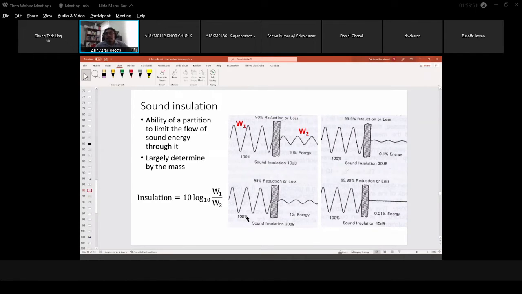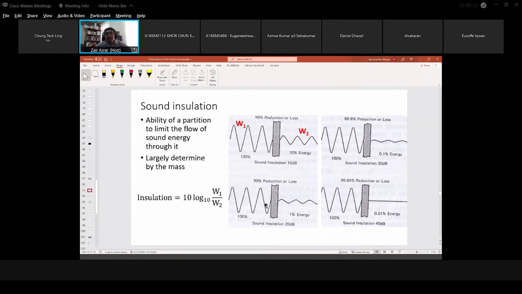If we have 100% sound energy and only 1% transmitted sound energy, the insulation of this wall through this equation will be equal to 20 dB. If we have 100% sound incident and only 0.1% sound energy, the sound insulation is equal to 30 dB. And if we have 100% sound incident and only 0.01% sound energy being transmitted, we have a 99.99% reduction in sound energy, which is equivalent to 40 dB sound insulation.